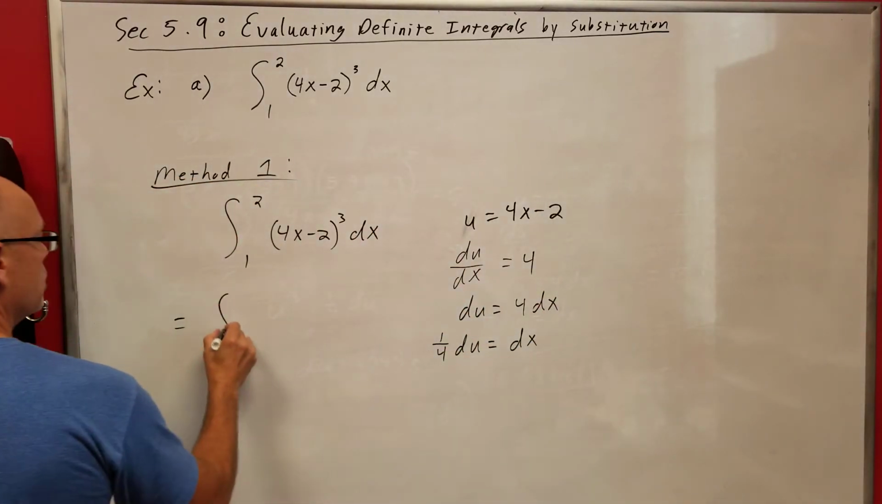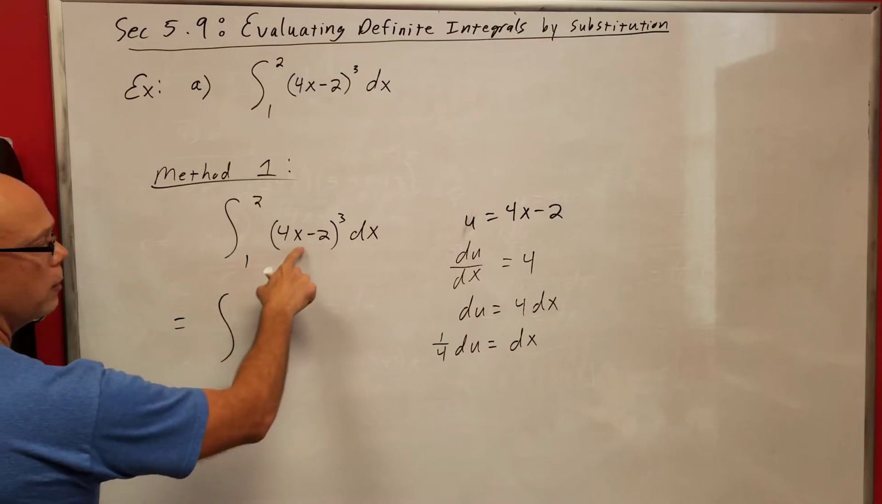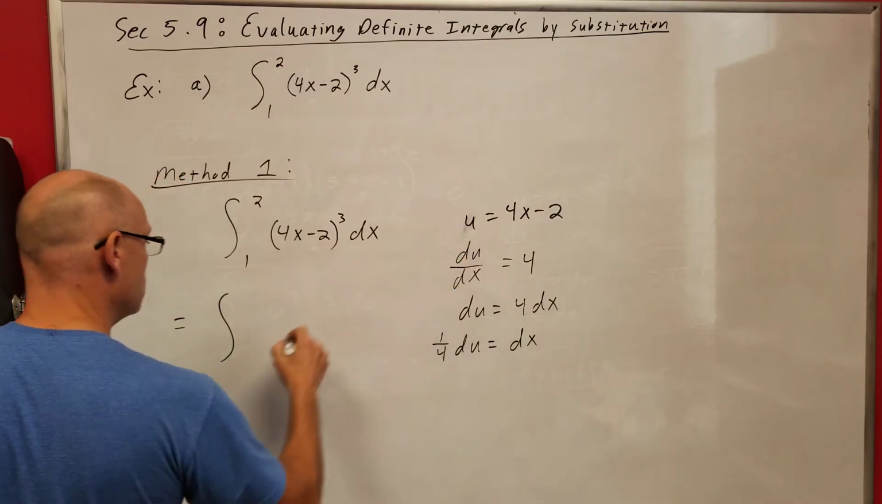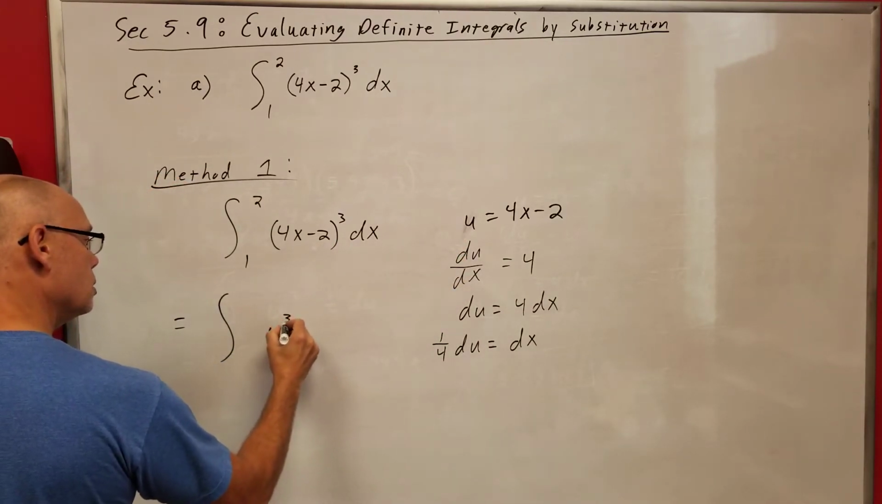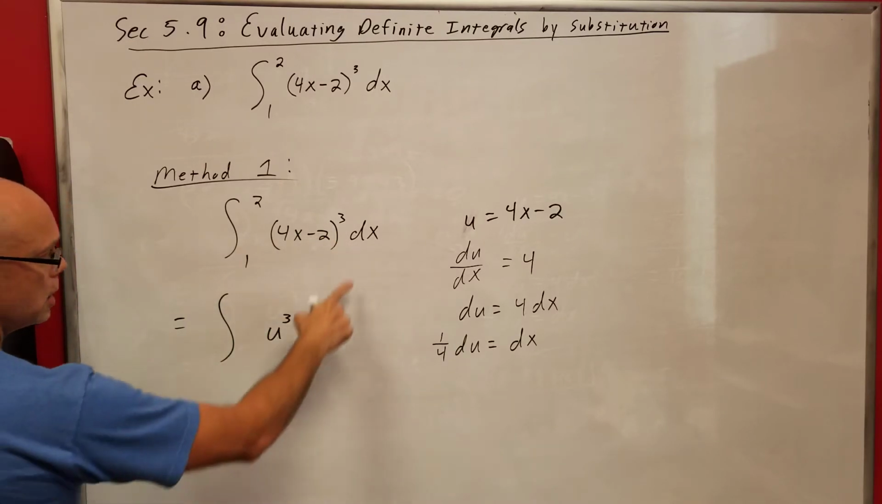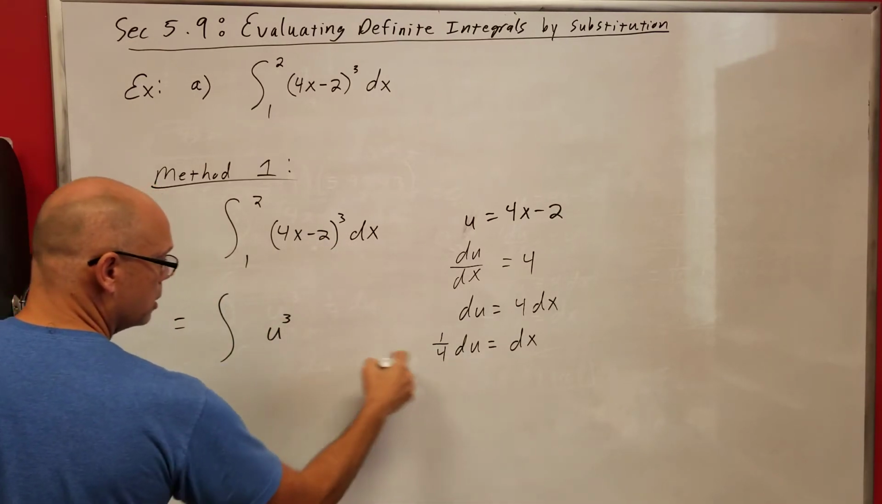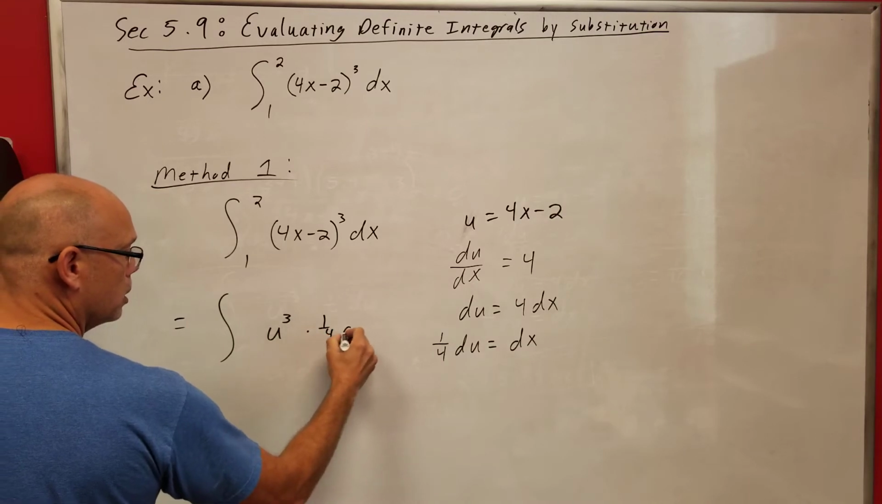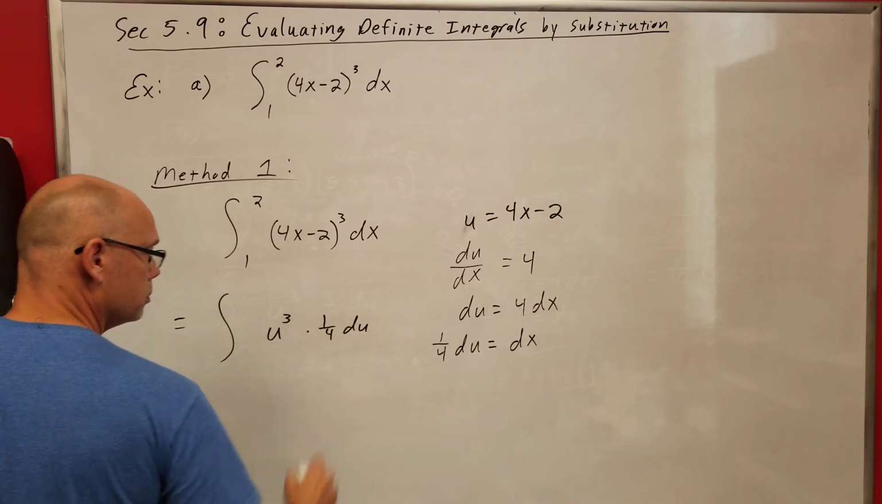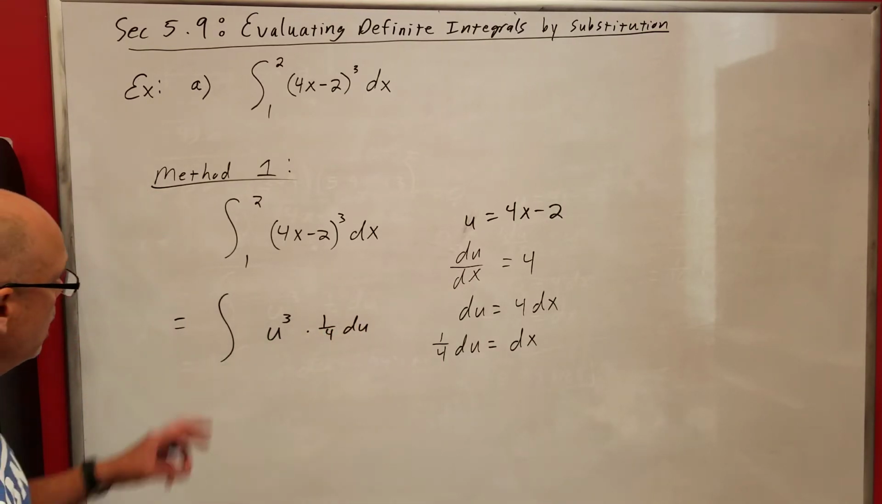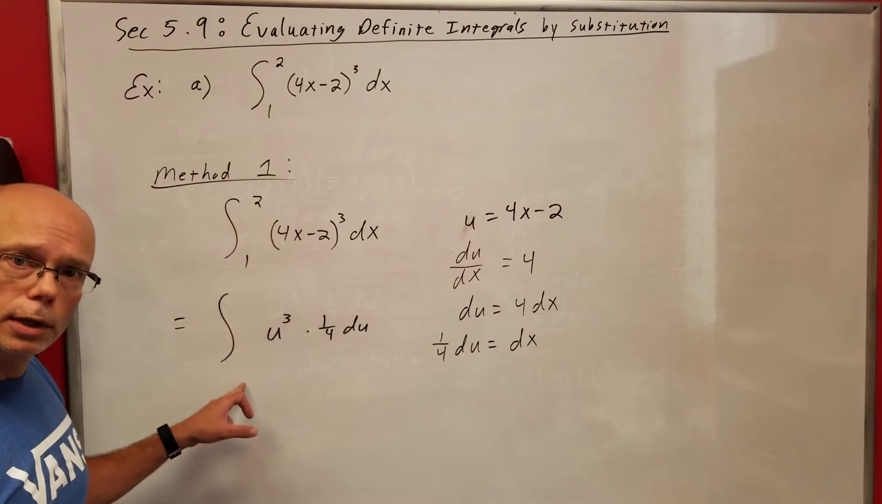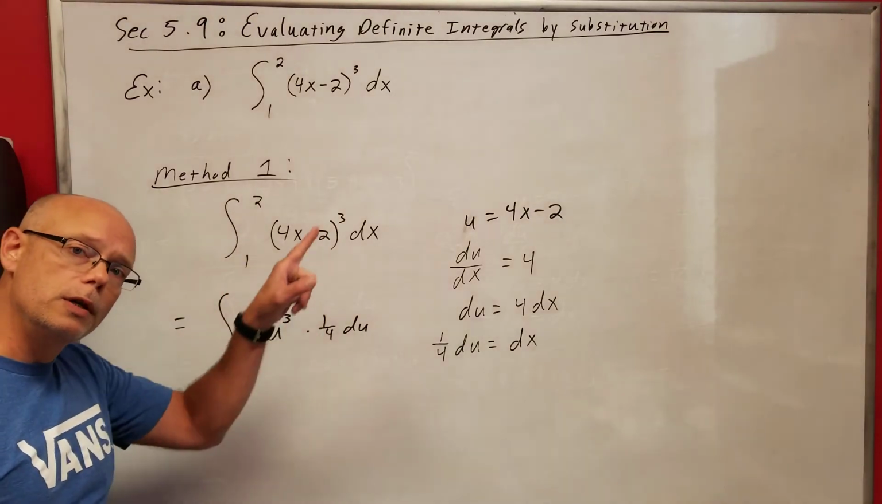So what I'll do is I'll come over here and write the integral. Instead of 4x minus 2, we're calling that what? U to the third. Instead of dx, we're calling that what? 1/4 du. Now for method 1 here, I'm going to lose these limits of integration for a little while. Then I'm going to reinsert them later.